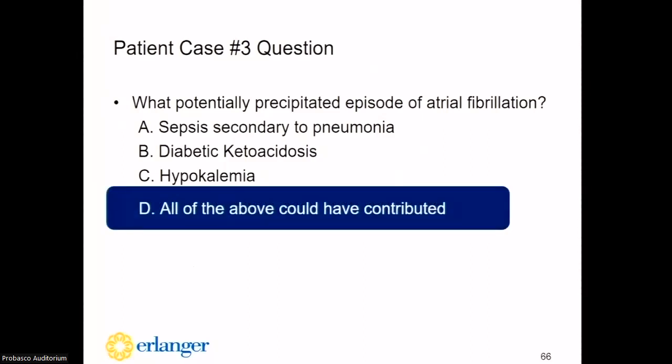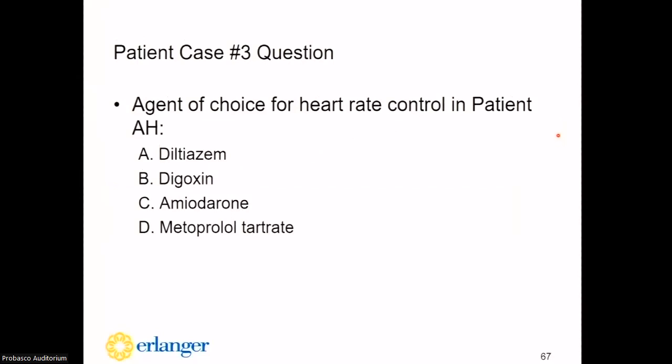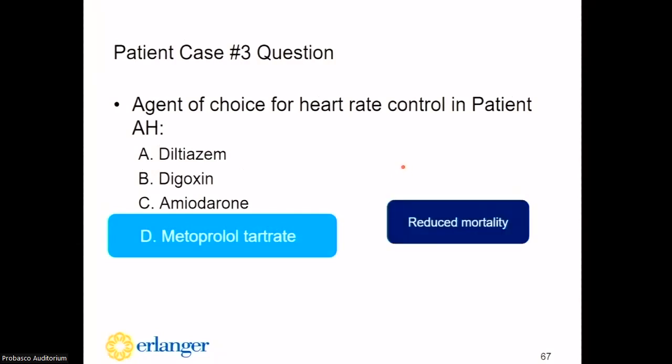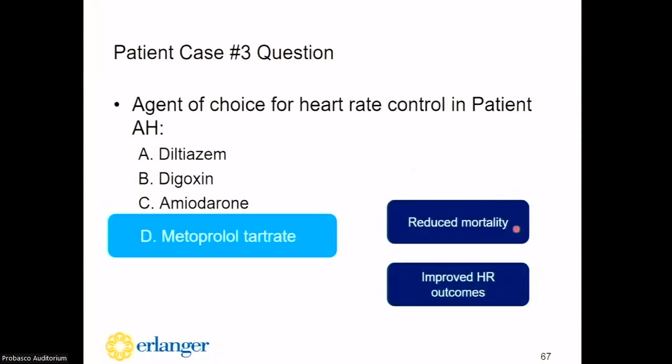Sorry, I only have tricky questions. All of the above could have contributed to development of this episode of atrial fibrillation. But this one should be more straightforward. So what's going to be our agent of choice for heart rate control in this patient? Metoprolol. So we saw reduced mortality with metoprolol and also improved heart rate efficacy.